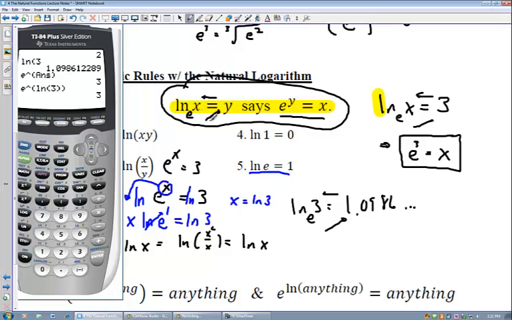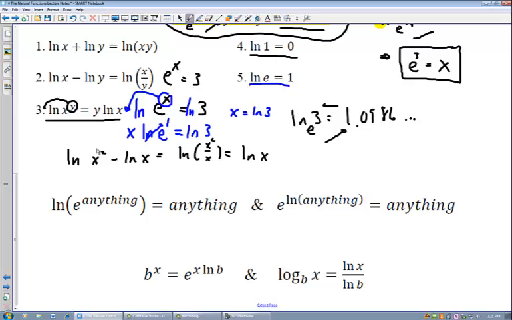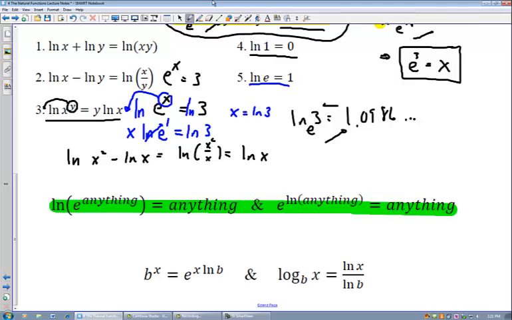ln of 1 is equal to 0. This is true for any logarithmic function. And these are also true for any logarithmic function. We're just going to use the natural logarithm throughout this class. These are very important, right? They'll help us later solve various problems. ln of e to the anything is the anything, and e to the ln of the anything is the anything. This works because they're inverses of each other.